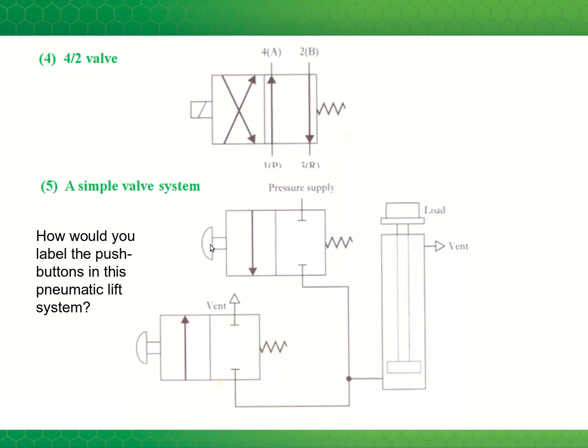So how would you label the push buttons in the system? This would be up and this would be down. If we press this button, then the ports are in line with this position or this box. If we press this button, then the ports are in line with this box, and so in that case, this chamber will be vented.